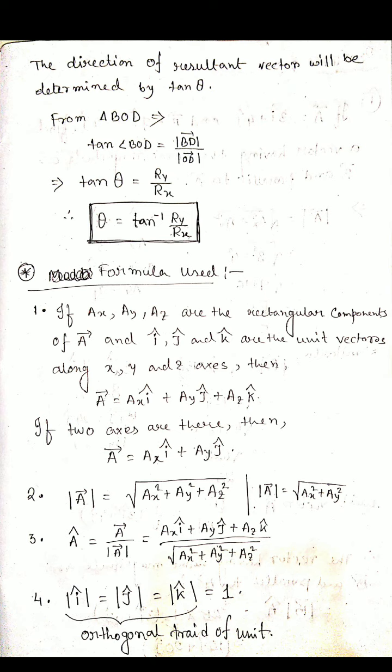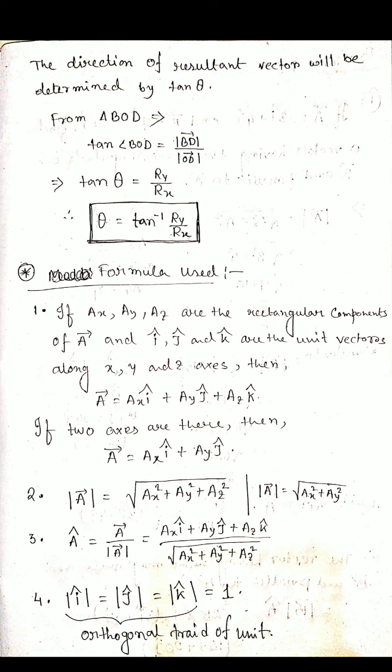Okay. So these are the theory parts, how the mathematical process works. If you remember these 4 formulas, then you can easily solve any numericals. What are the formulas we use to solve the numericals? First formula: suppose you have a vector A. If you have 3 axes x, y, z, then you resolve along 3 axes. If you have two axes, then you resolve along two axes only, with their unit vectors.